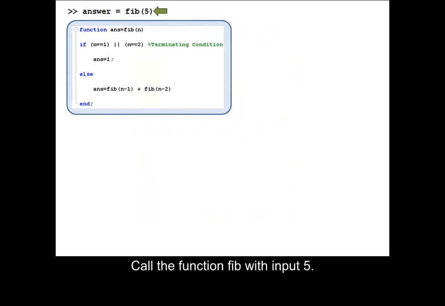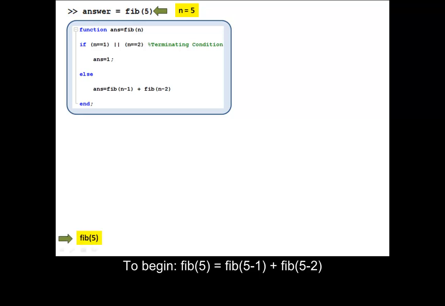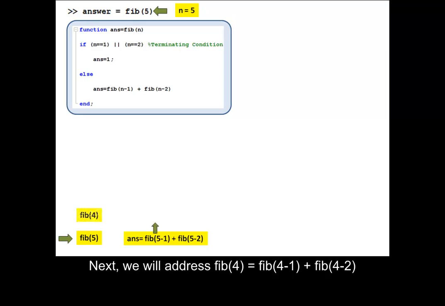Call the function fib with input 5. Neither of the terminating conditions are satisfied, so we must use recursion to find the answer. To begin, fib(5) equals fib(5-1) plus fib(5-2). Next, we will address fib(4), which equals fib(4-1) plus fib(4-2).